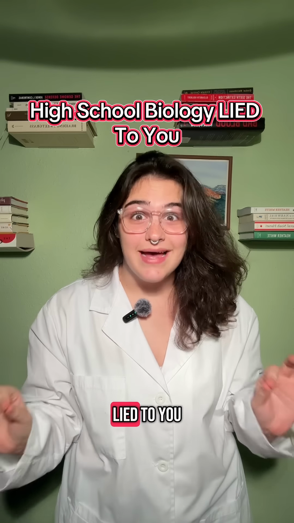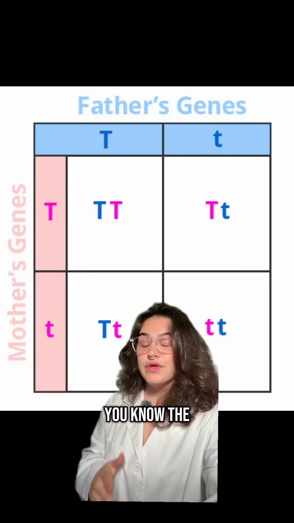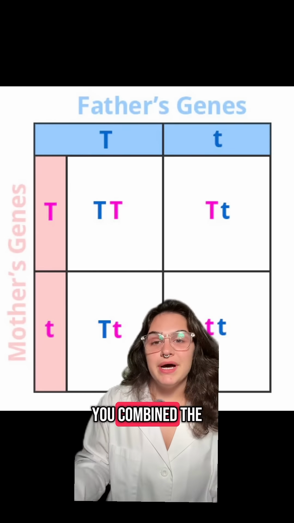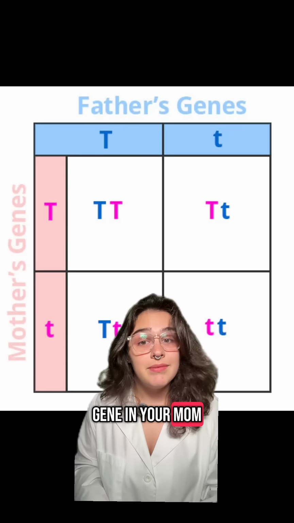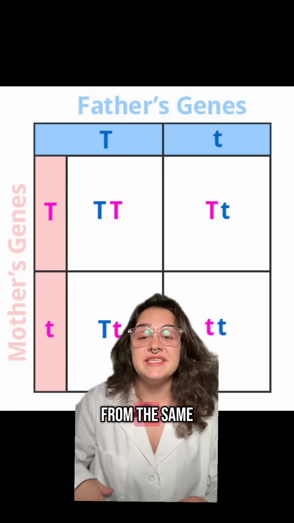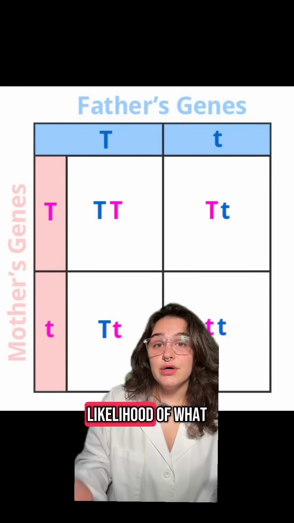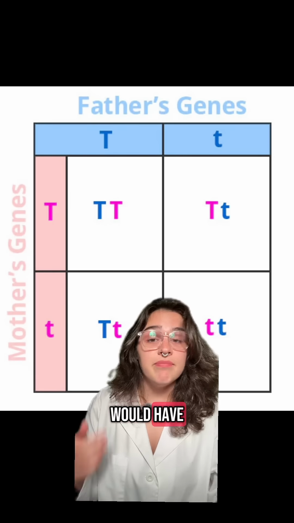High school biology lied to you. You see, whenever you were in high school biology and you were specifically starting to learn genetics, your teacher probably taught you about this thing, the good old Punnett square, where you combined the alleles from a gene in your mom and compared them to the alleles from the same gene in your dad, and got the likelihood of what traits their offspring would have based off of that.